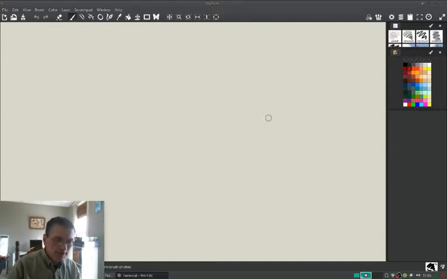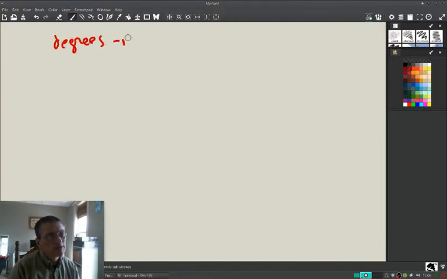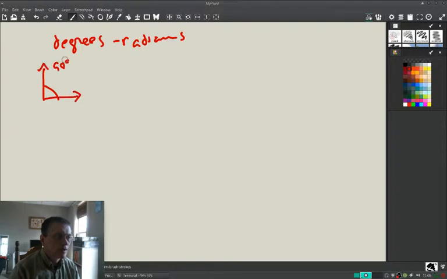There are a few more things to say about angles in general. We talked a bit about degrees and radians. There are two ways to measure angles. We have 90 degrees, which can also be written as pi over 2 radians. And in general, if you have an angle which has no symbol on the end, it's in radians. So we default to radians.